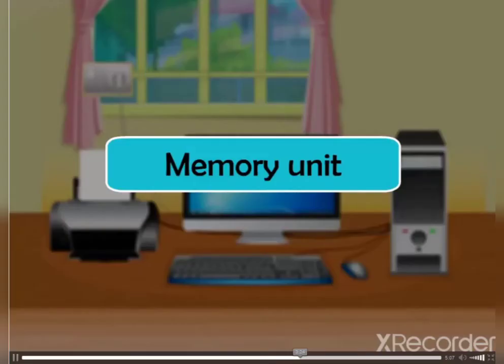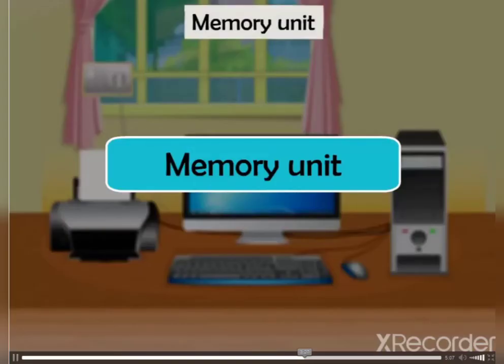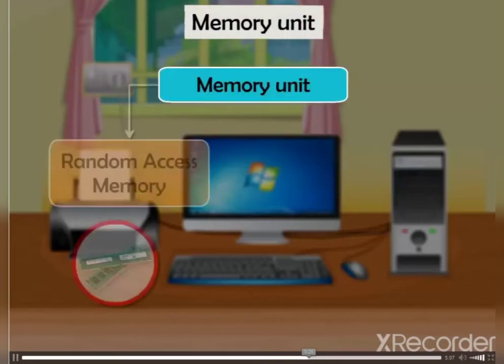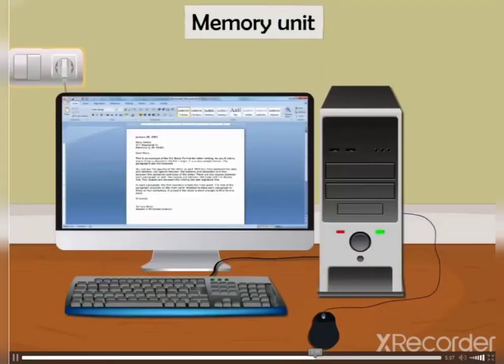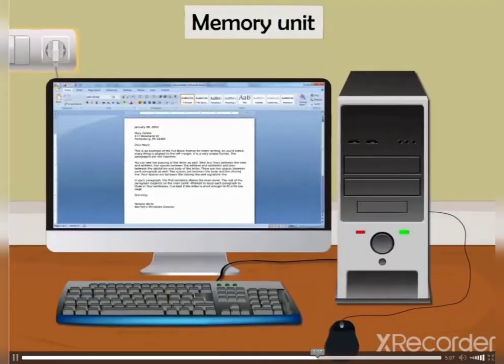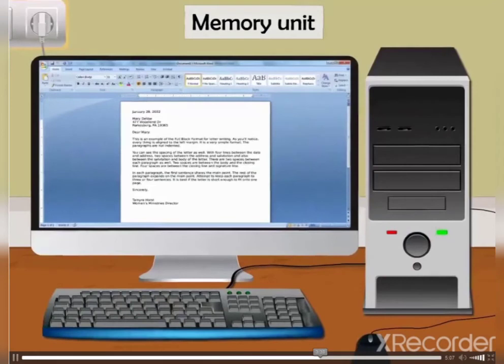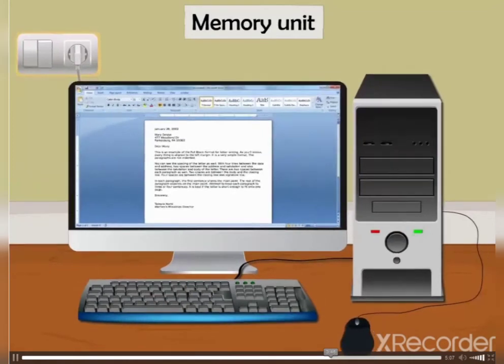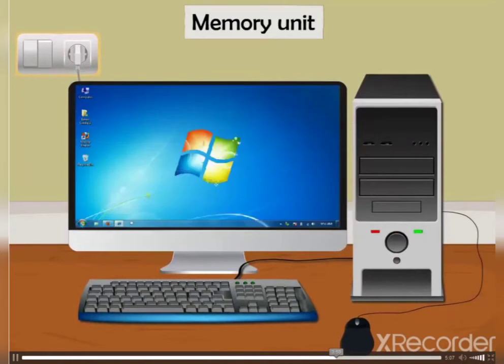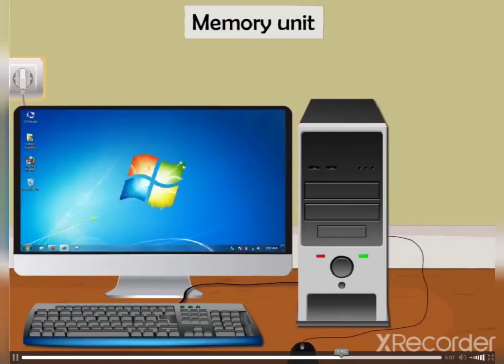Memory unit, referred to as internal memory, is of two types: random access memory and read-only memory. Random access memory is a temporary storage which holds software instructions and short-term working memory for the processor. As soon as the computer is switched off, the information stored in the RAM gets erased. Hence, it is also called volatile memory.